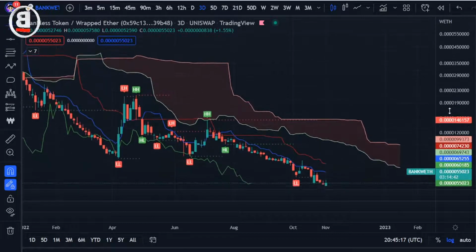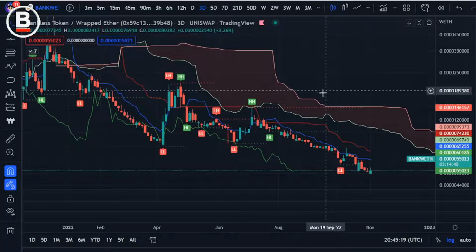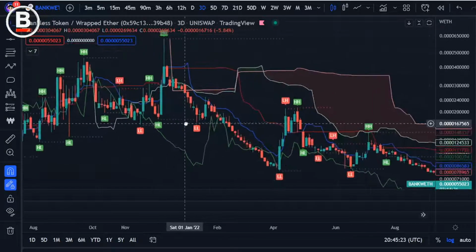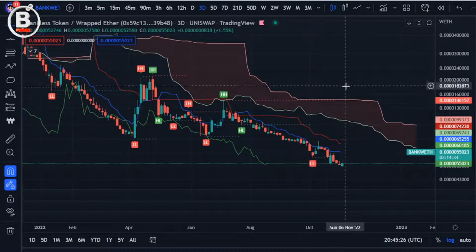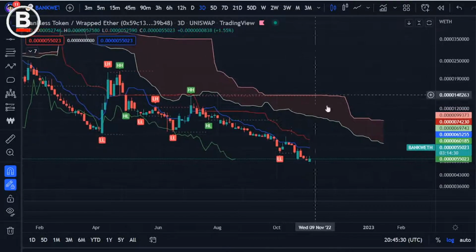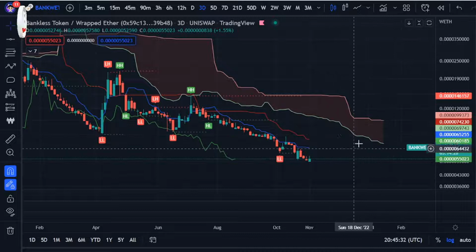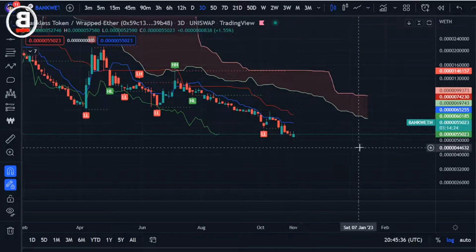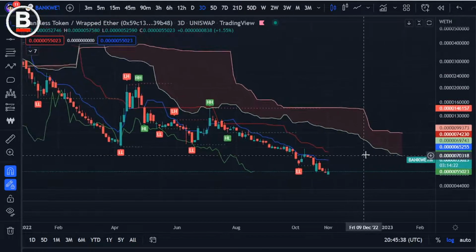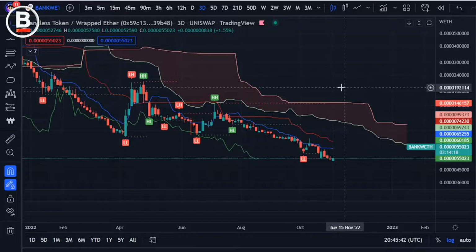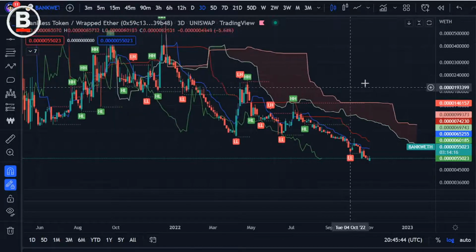But essentially, this red cloud here is resistance. On the way up, it creates green clouds when there's enough data. On the way down, it creates red clouds. And you want to get the price above the green clouds. And the Ichimoku cloud is one of the few indicators that actually projects into the future.